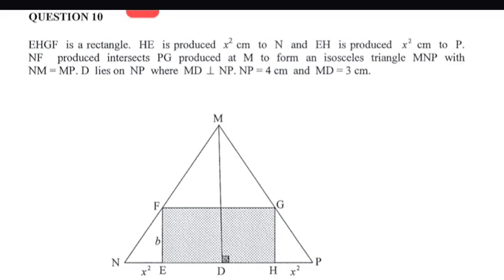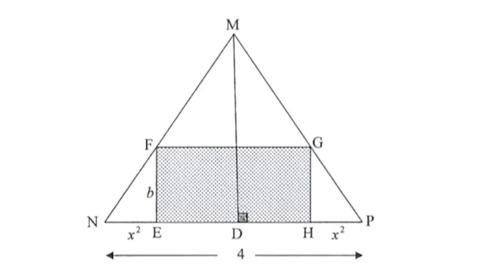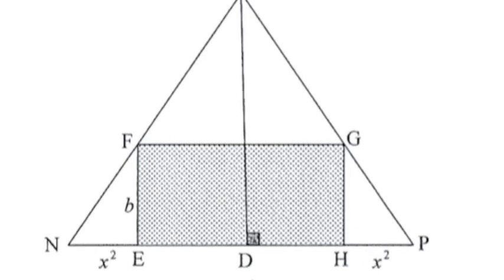HE is produced x square centimeters to N and EH is produced x square centimeters to P. So EN is x square and HP is also x square. EH is extended to the right-hand side towards P and the left-hand side towards N.